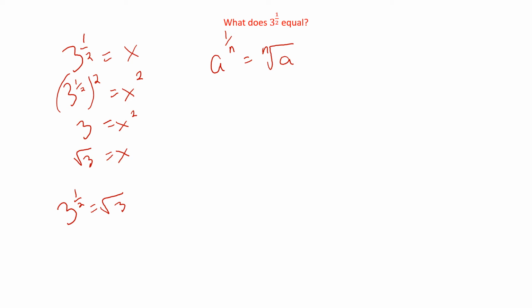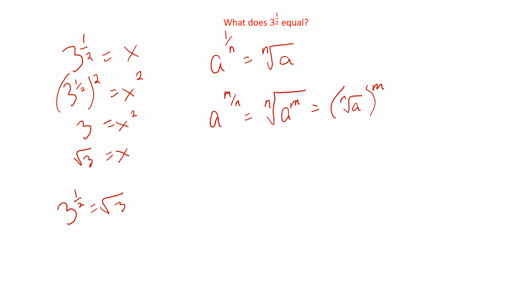And this can be generalized even further. a to the m over n: the top of the fraction, the numerator, is the exponent. The denominator is the root. So this would be the nth root of a to the m, or this could also equal the nth root of a, all to the mth power.